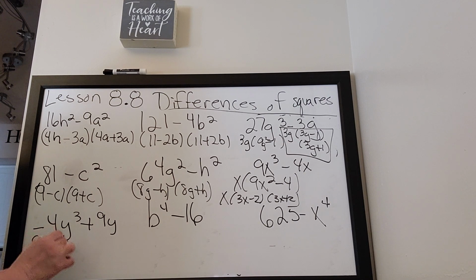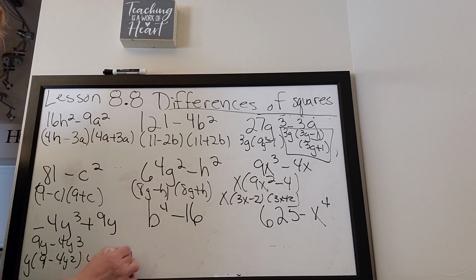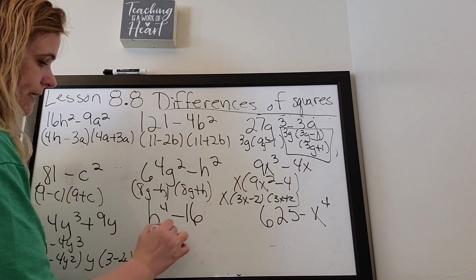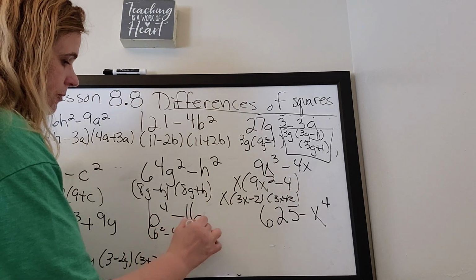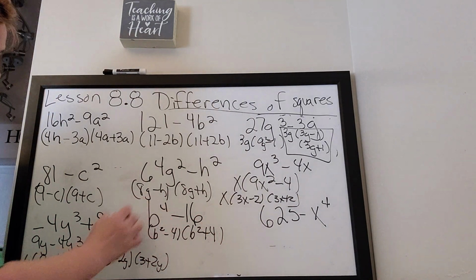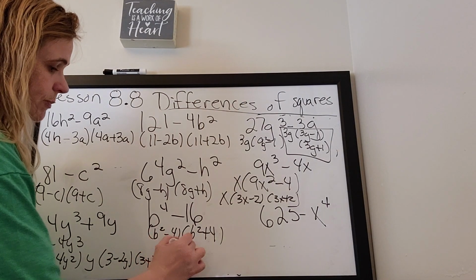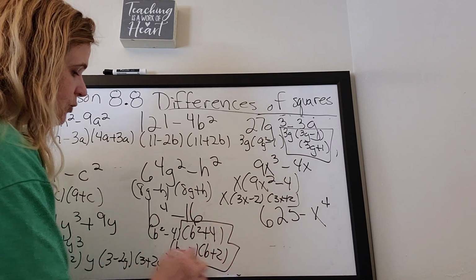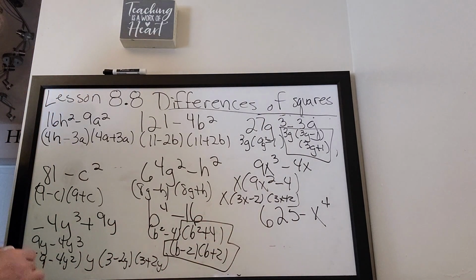9y minus 4y cubed. They have a y in common, so I'm going to take that out. So I'm left with 9 minus 4y squared. This is a perfect square, so I'm going to carry that y over here, and now it's going to be 3 minus 2y, 3 plus 2y. Here we have perfect squares, so b squared minus 4, b squared plus 4. This is the difference of squares also, so that one has to break down to b minus 2, b plus 2, and then we also include this one, which we can't break down because it has a plus sign.